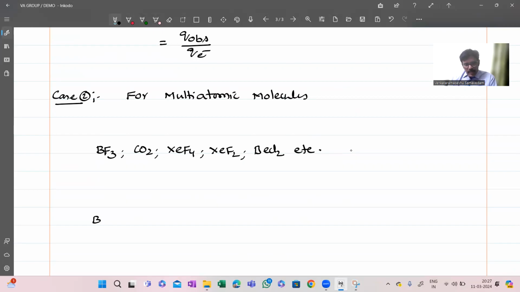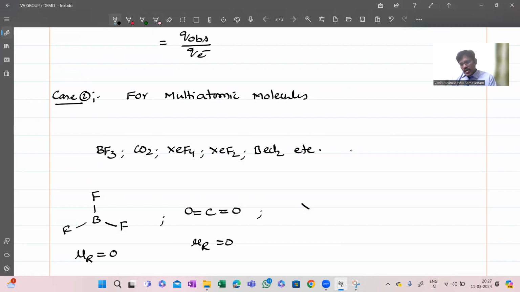If I take BF3, here 3 bonds are present. In this case, instead of dipole moment, we have to call it the resultant dipole moment, mu resultant, which is equal to 0. In the case of carbon dioxide, here also mu resultant is equal to 0. In the case of XeF4, sometimes lone pairs I am taking. Here also mu resultant is equal to 0.